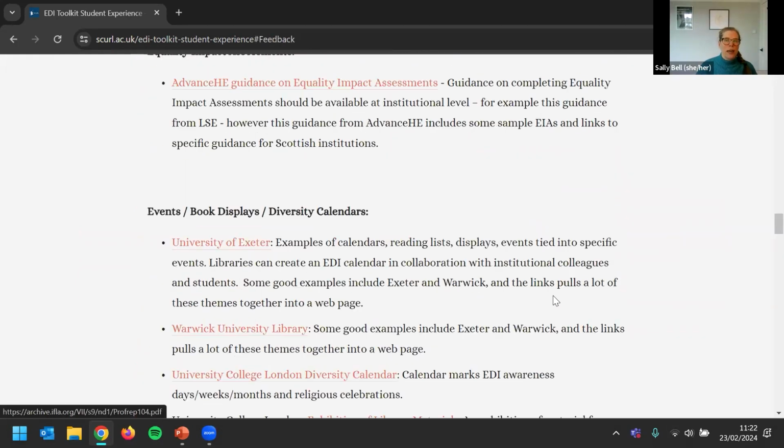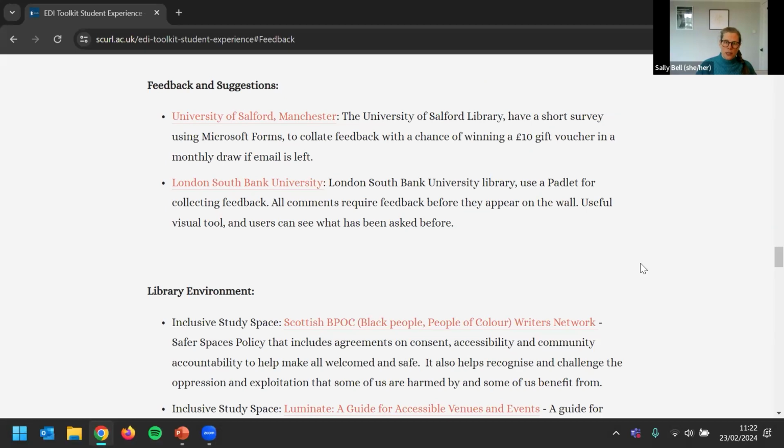So when we're looking at feedback and suggestions, it's looking at ways that you might want to gather that, how you could collect your feedback, and how that might relate to different users that you have.